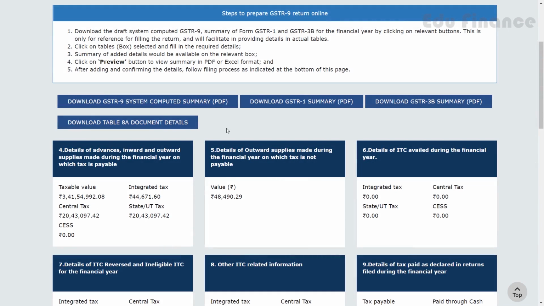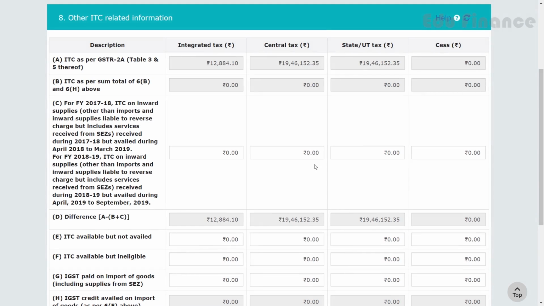As per the latest update on 6th August 2020, the GST portal has updated the GSTR 9 online form with a button titled Download Table 8A Document Details. This option is useful to download invoice-wise details of the amount auto-populated in Table 8A. One thing to note here is that only invoices filed before the due date will be auto-populated in Table 8A. That is, in case of financial year 18-19, invoices filed before 1st November 2019 will be auto-populated in Table 8A.